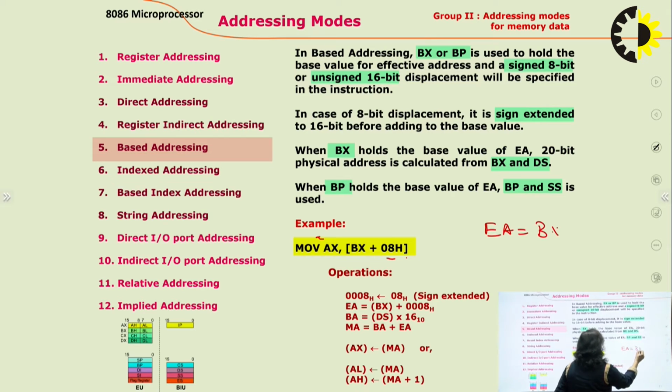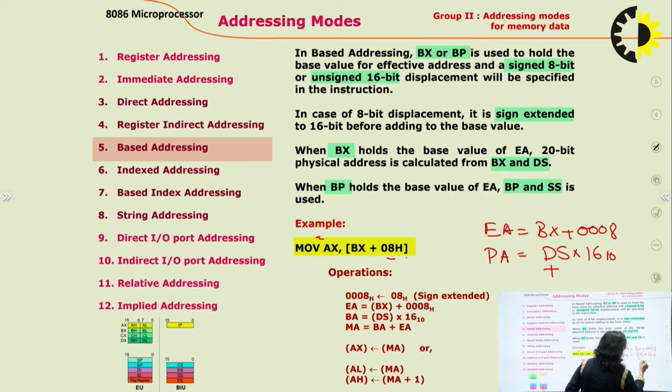BX value plus 0008. And the physical address will be DS multiplied by hexadecimal 10 plus the effective address. The content of this address and address plus 1 is copied to AL and AH respectively.